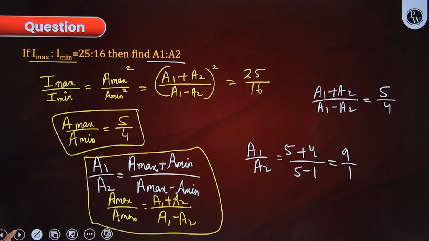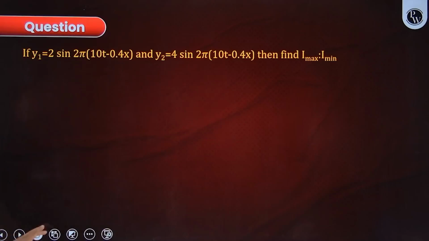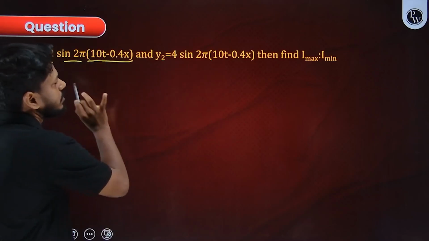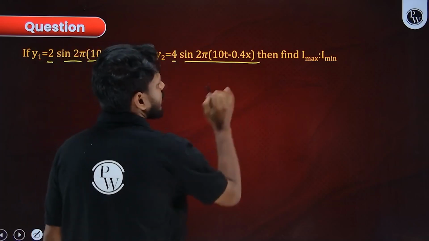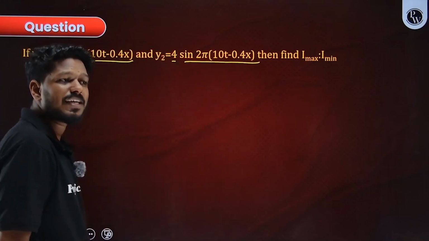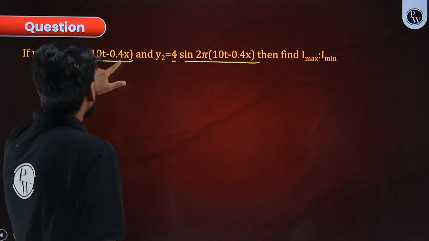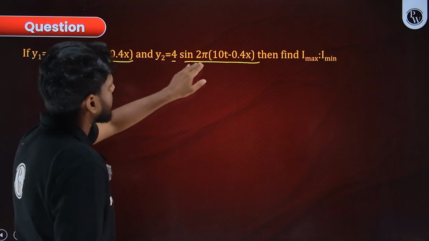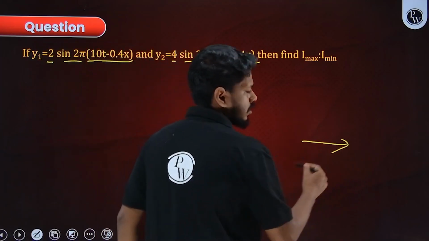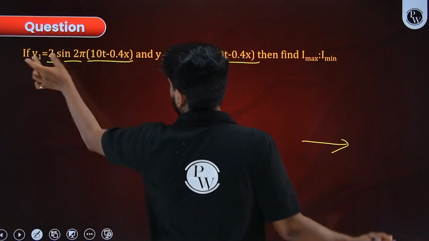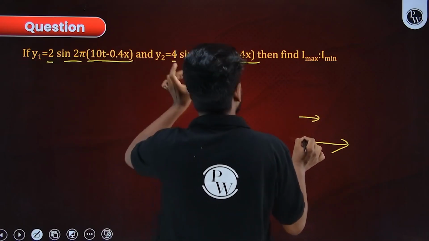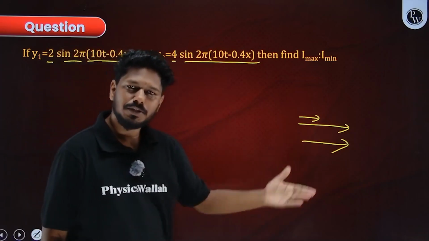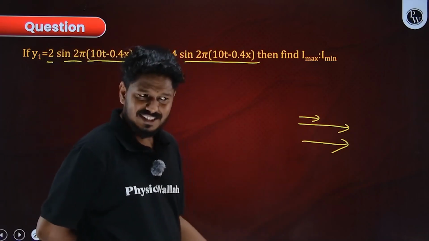So you can do this in the next slide also. If y1 is equal to 2 sine 2 pi, and this is the phase, and y2 is 4 sine 2 pi, and this is the phase, they are asking me to find A maxima by A minima. If I take sine of 2 pi (10t minus 0.4x) to be in this direction, so I have two vectors. One is 2 and another one is 4. Correct? Because they are in the same direction.